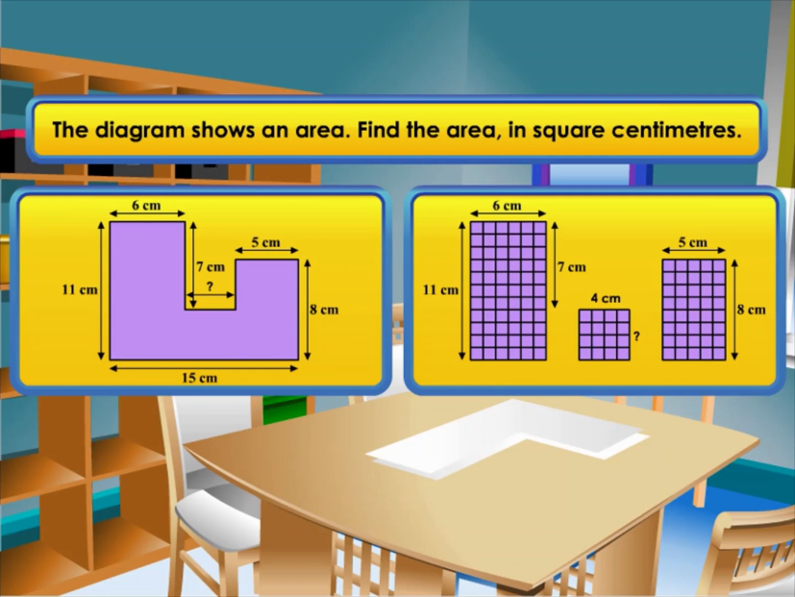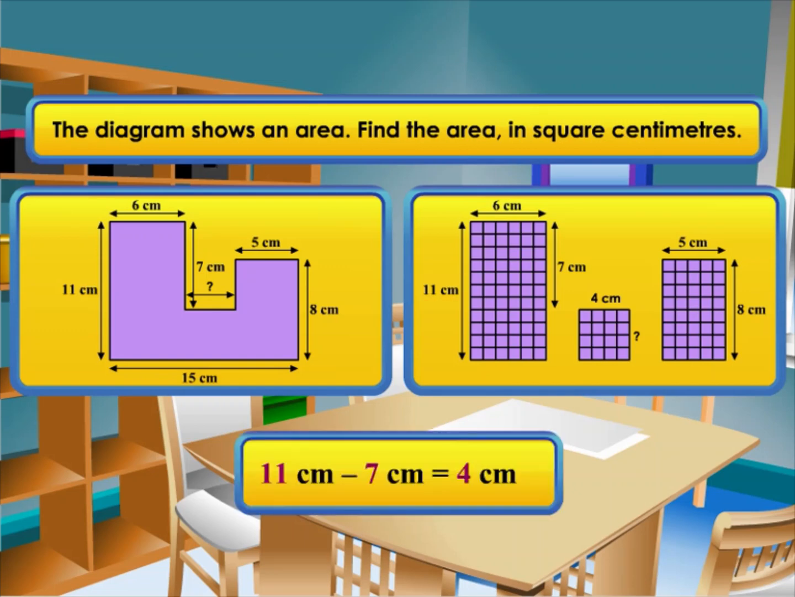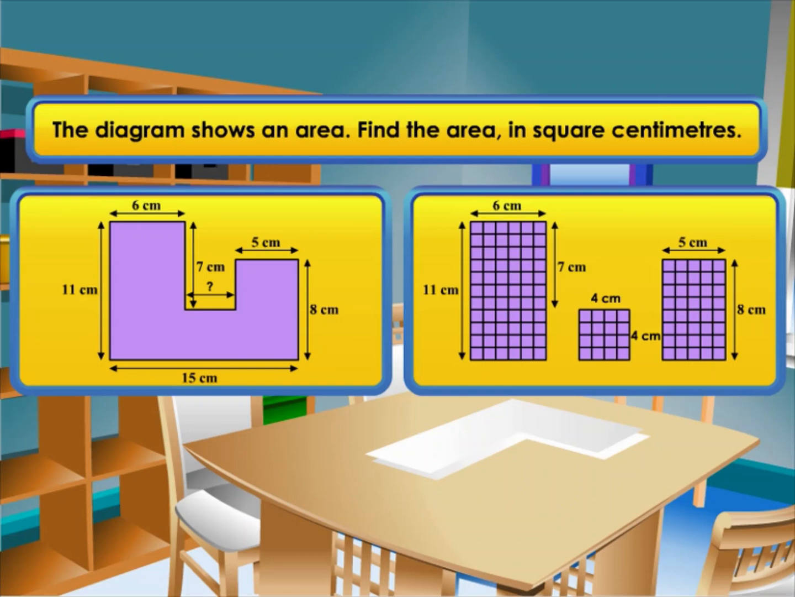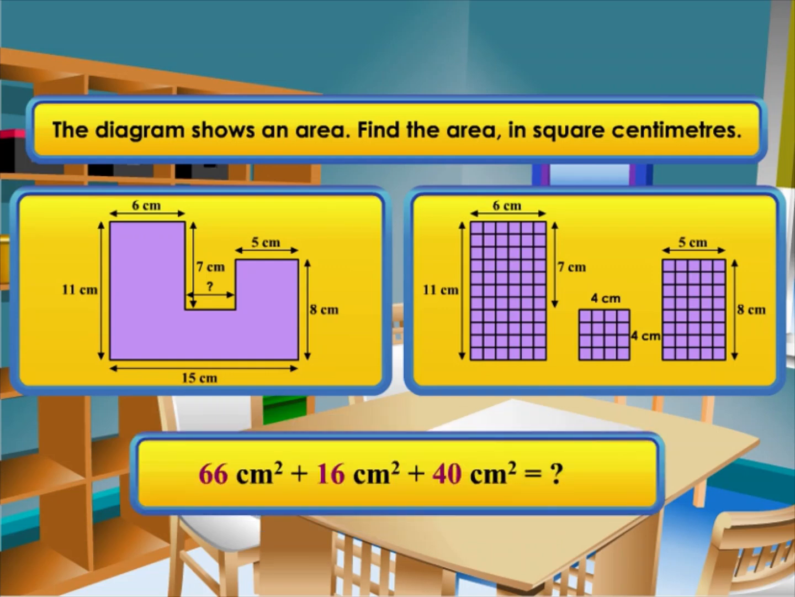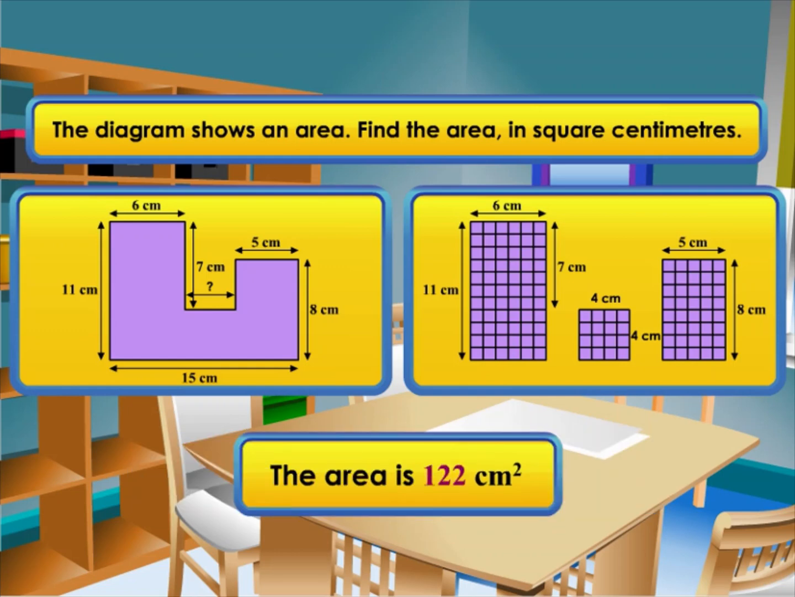Do the same thing for the other unknown sides. You know the length of the rectangle on the left is 11 centimeters. So the difference between 11 and 7 is 4. Now you can work out the area of all 3 shapes. The first rectangle is 66 centimeters square. The square in the middle is 16 centimeters square. And the third shape is 40 centimeters square. Now total them up to find the area of the whole shape. The area is 122 square centimeters.